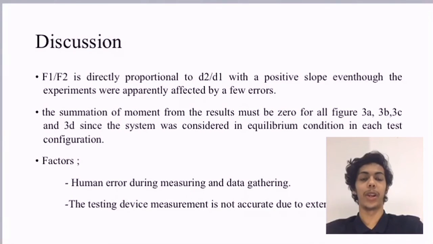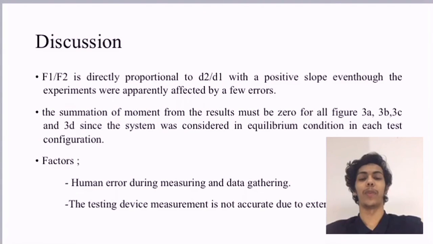Hi, I'm Muhammad Amaluddin from Group 9, and today I will explain the discussion and conclusion about this experiment. From the graph obtained, F1 and F2 are directly proportional to d2 over d1 with a positive slope, even though the experiments were apparently affected by a few errors. This trend was expected as the system was set in equilibrium in each test. Since the system is in equilibrium, there is no resultant moment acting which would cause it to turn the weight hook about any point.